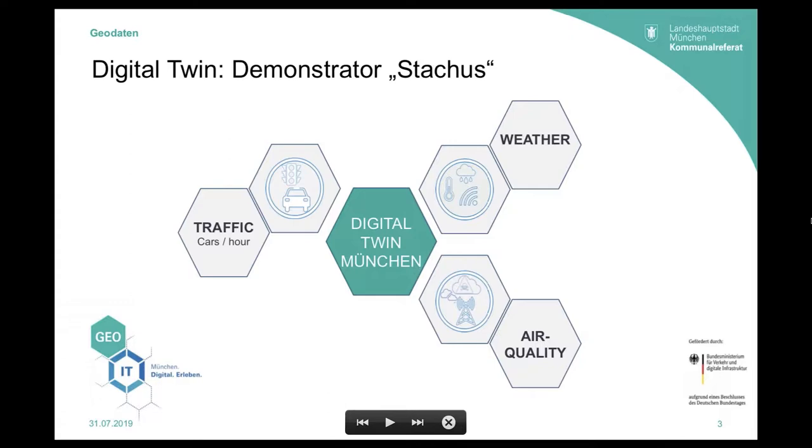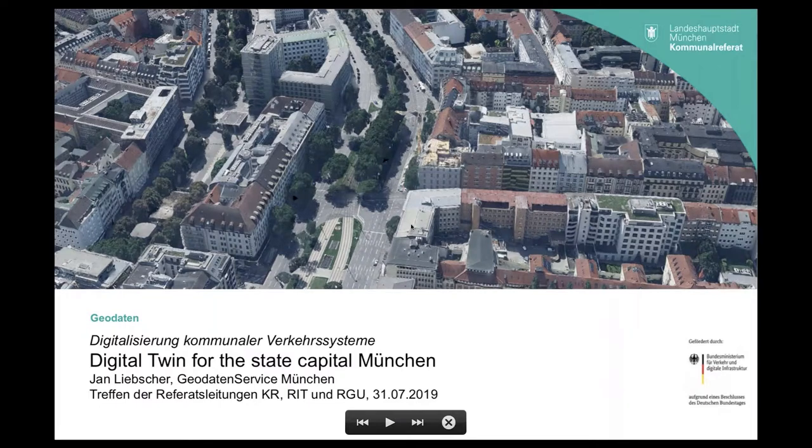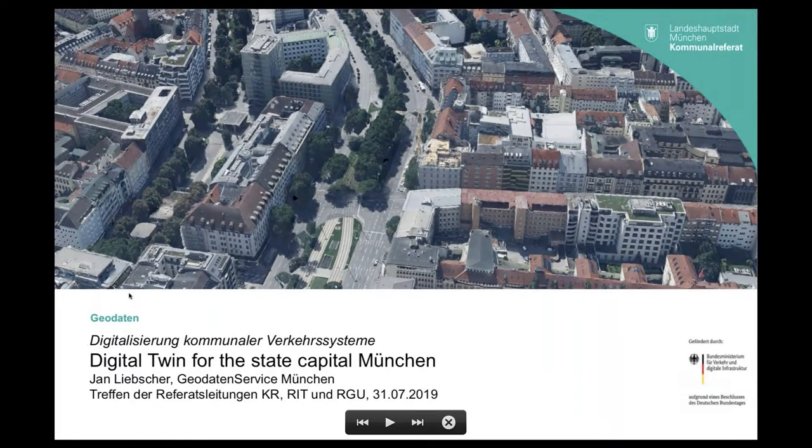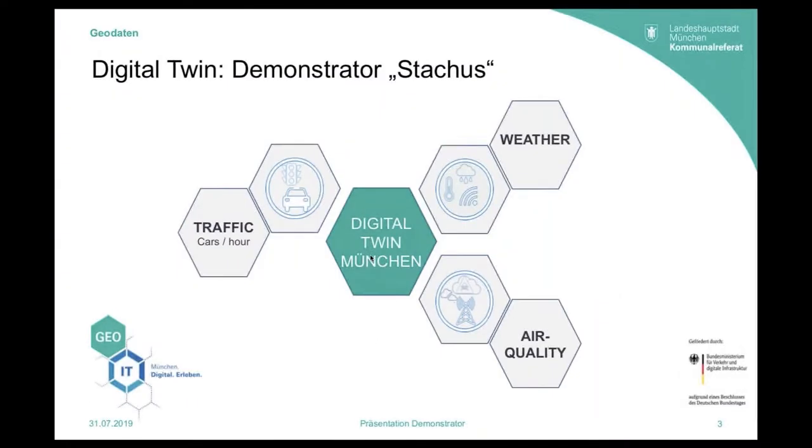The demonstrator is called Staches. Staches is actually this road crossing here. And in this demonstrator, they wanted to combine traffic volumes, weather data, and air quality data. So on this crossing, there's a measurement station for air quality. They've got counting loops in the roads to measure how many cars are going there, and the weather data are of course coming from an external system.